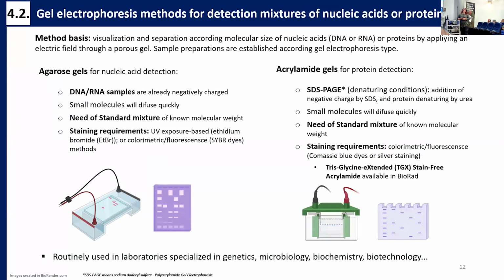On the other hand, I also want to talk about gel electrophoresis methods, which are commonly used in genetics, microbiology, and other biology labs for the detection of different biomolecules, such as nucleic acids or proteins. These methods are based on the visualization and separation of these nucleic acids or proteins based on their molecular size. And they work through a porous gel by applying an electric field.